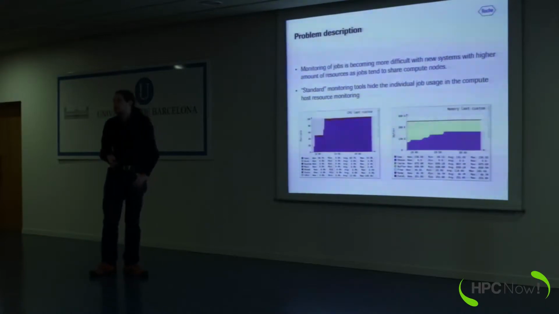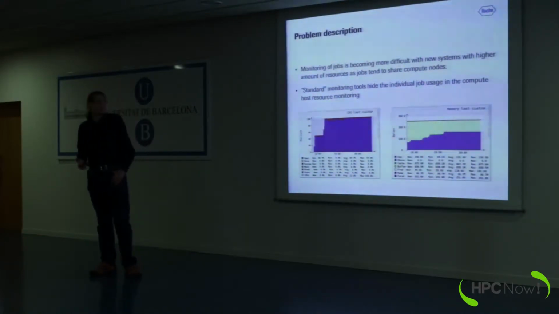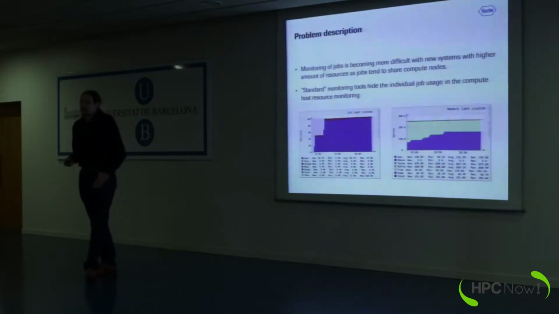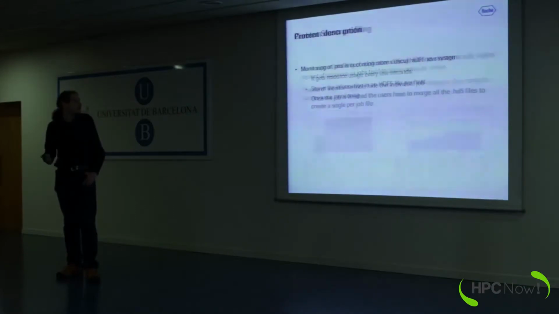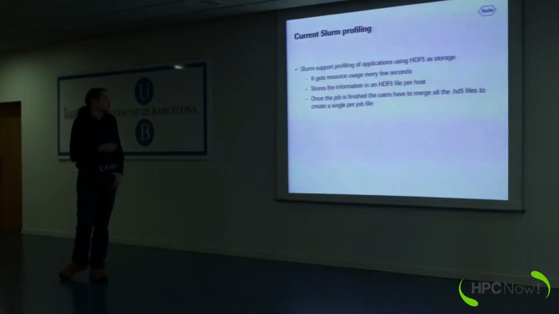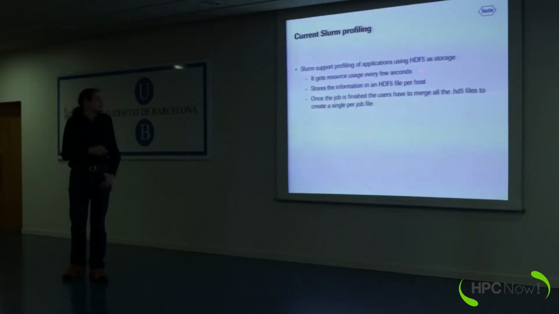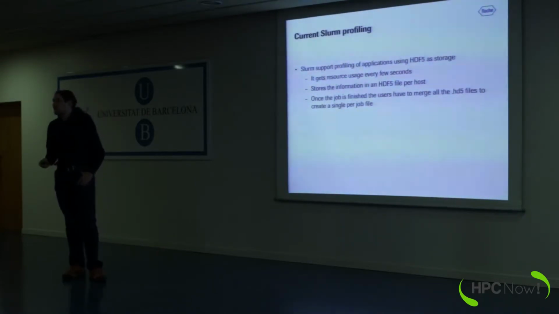Obviously Ganglia is not the best way to monitor individual jobs, and I suppose that there is no other tool that we use for monitoring servers that can be used to offer a nice view on what's happening on the server. So Slurm has a nice feature to work around that. That's the Slurm profiling that is based on HDF5 files.